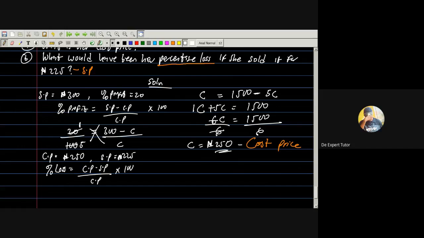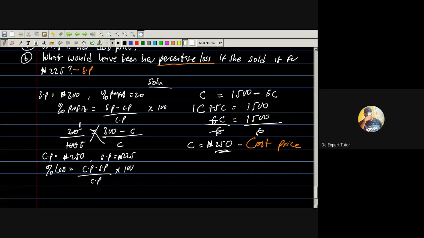If we have accounting students here, in financial accounting, what we are doing here is related to this topic in accounting: margin and markup, accounting ratios, rate of stock turnover, and something like that.